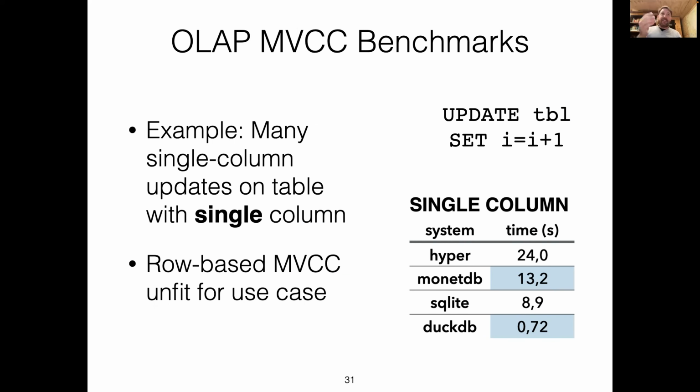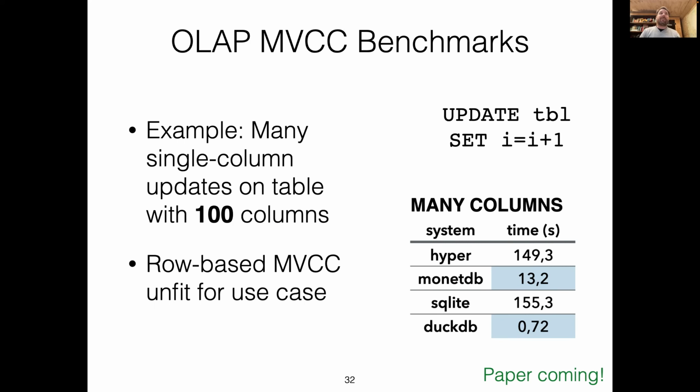So here you can see that this makes a huge difference if you have this kind of analytical style updates. It gets even worse if you have 100 columns and you update a single column, then Hyper takes 149 seconds and DuckDB still takes 0.72 seconds because obviously we have only updated a single column. So this is the kind of thing that we spend a lot of time on.